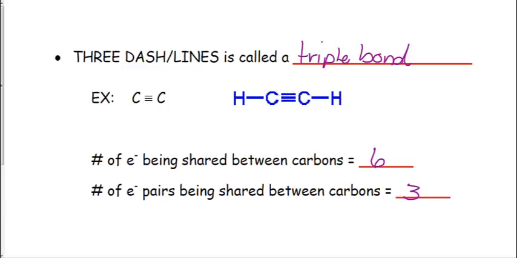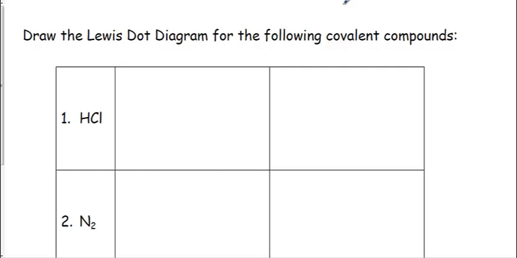So let's draw the Lewis dot diagrams for the following covalent compounds. We're also going to write out their structural formulas, like we saw in the previous examples. Okay, so for hydrochloric acid, we will write out hydrogen with 1 valence electron. Chlorine has 7. Okay, and then these 2 electrons will share. They will share, and we will then draw it out like this.